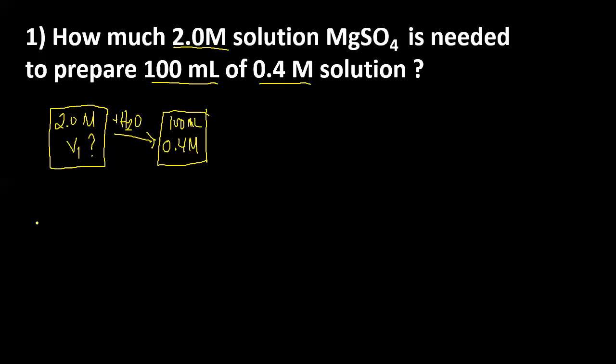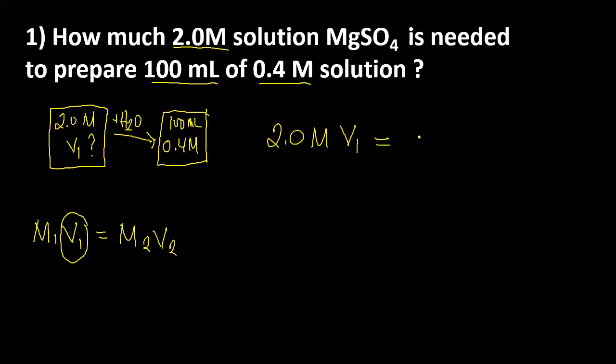So, let's write down our formula. Our formula is M1 times V1 equals M2 times V2. Okay, so ito ang in question. V1 ang unknown. So let's start and compute. Put the value. Lalagyan natin value for M1. M1 is we have 2 molar. V1 is unknown. So let's write V1 there. Then we have M2. M2 is 0.4 molar times the volume natin, which is 100 ml. Okay, so if we are going to compute for this, let's transpose 2 molar doon sa kabila to leave V1 alone.